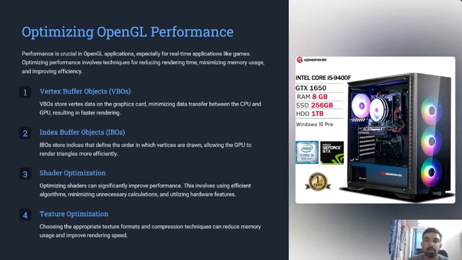Optimizing OpenGL performance. Performance is crucial in OpenGL applications, especially in real-time applications like games. Optimizing performance involves techniques for reducing rendering time, minimizing memory usage, and improving efficiency.